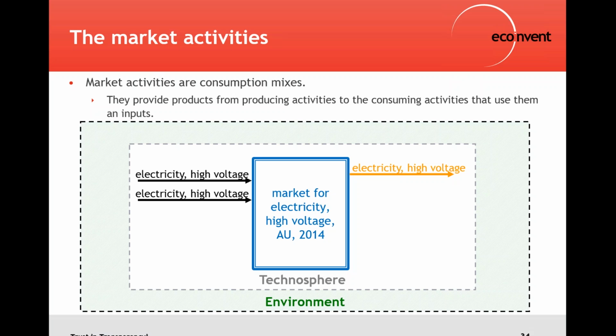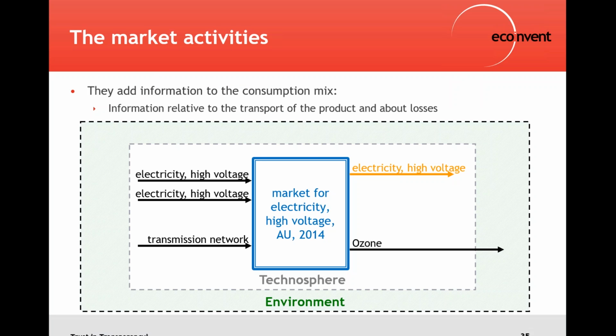The markets, so the consumption mixes, are supplying a given product. In that case, it's a market for electricity high voltage, and this market is supplying the electricity to the consumers. So it's actually transferring the electricity from the mix of producers to whatever consumer would demand it. For users of version 2, just as a reminder, there were also consumption mixes in version 2. The difference in version 3 is that this is now done systematically for every product. There is a consumption mix for every product, and that's the big difference in systematization.